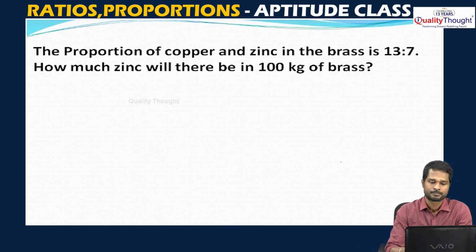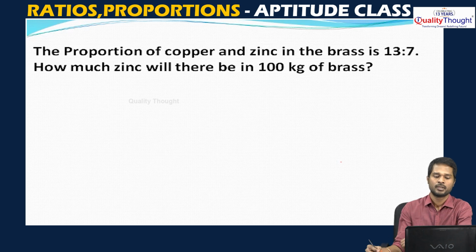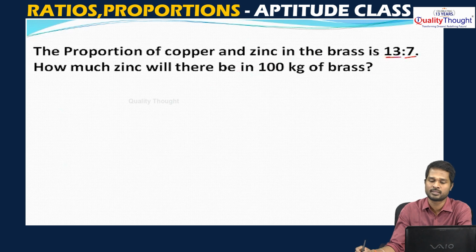The question says the proportion of copper and zinc in the brass is 13:7. How much zinc will be there in 100 kgs of brass? See, we know brass is a combination of zinc and copper. So the copper and zinc in brass is 13:7. If there is a total of 100 kgs of brass, how much copper and how much zinc will be there? The question he asked particularly is on zinc, how much zinc will be there?